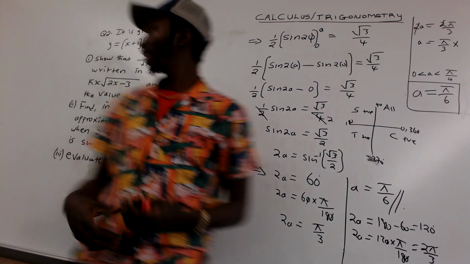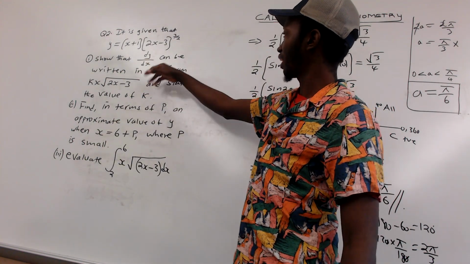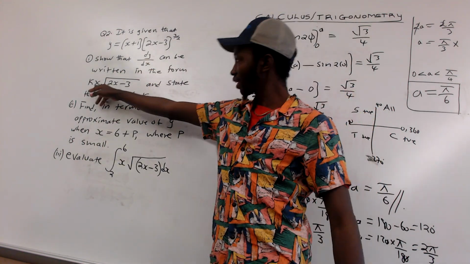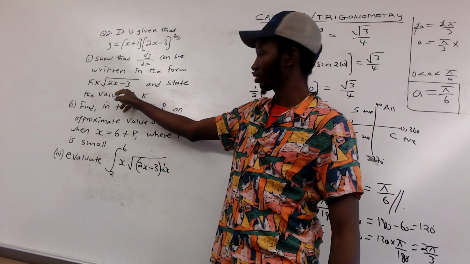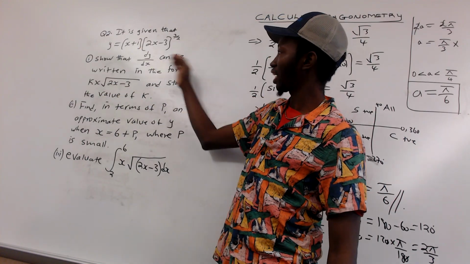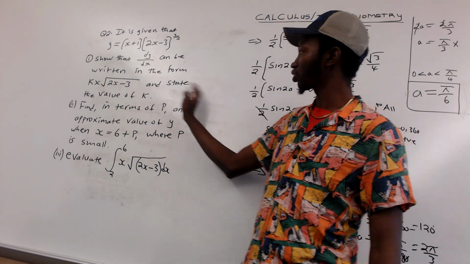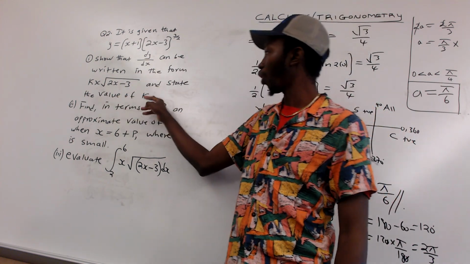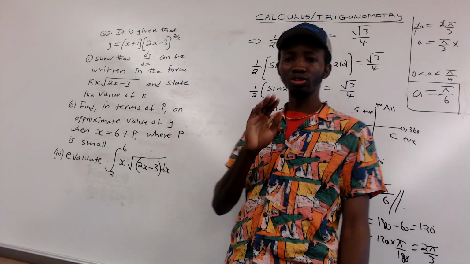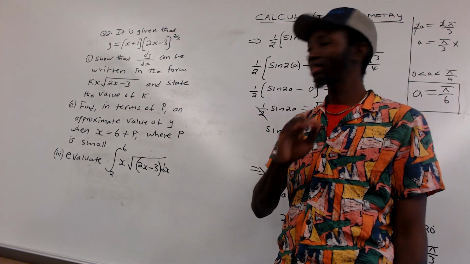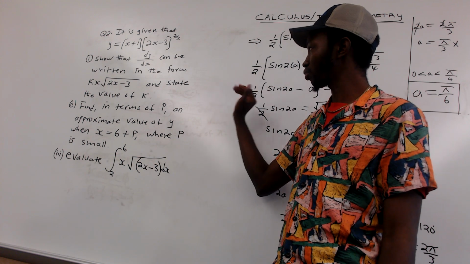exactly here, we are required to show that dy dx can be written in the form kx, the square root of 2x minus 3. You see, so this dy dx can be simplified in the form of this. And what's next? We are required to state the value of k. So how can we easily state the value of k? So that's going to be our first part.